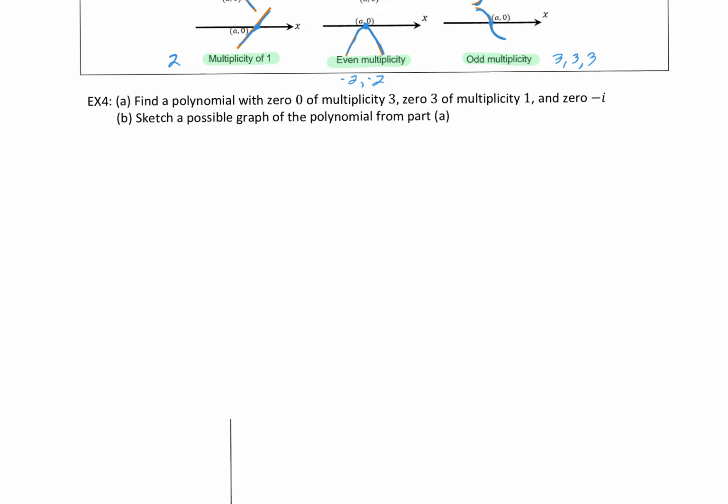In example 4, we want to find a polynomial with a 0 of multiplicity 3, a 0 of 3 with multiplicity 1, and a 0 of -i.